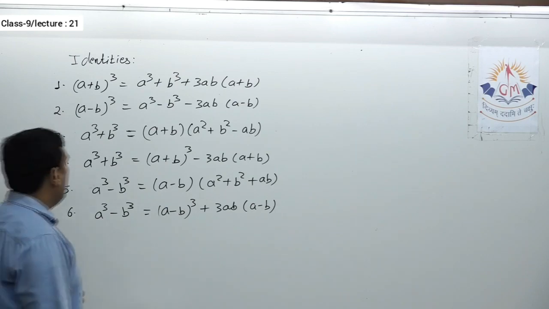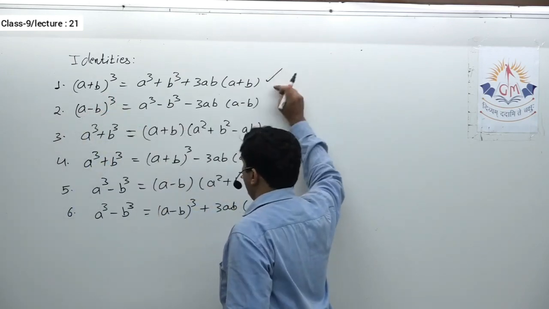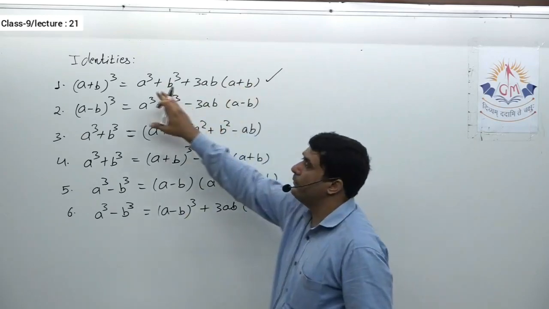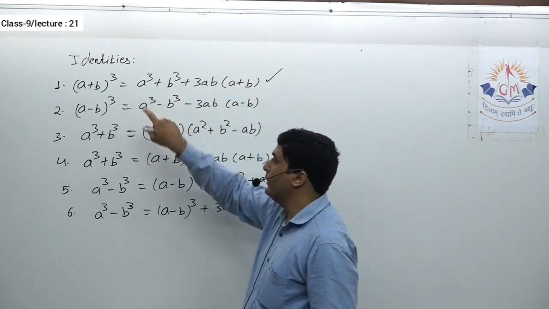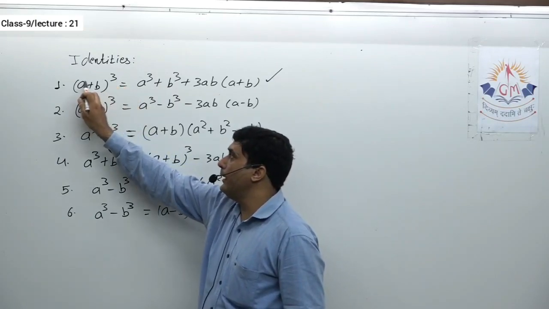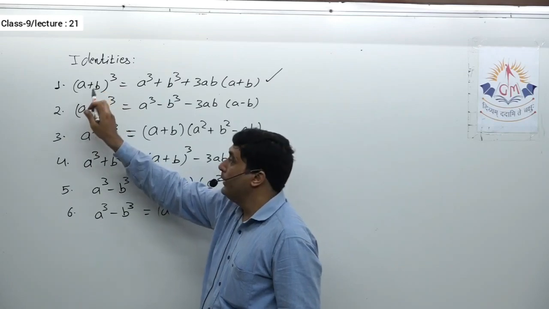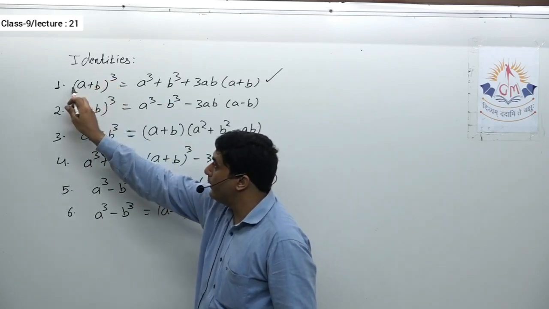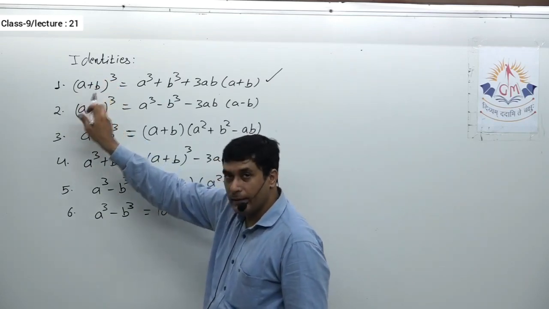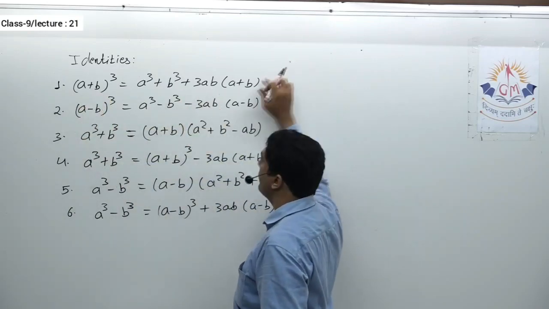Now let us see (a plus b) whole cube. If you remember this identity, then the second identity we can mug up with the help of this first one. This is a cube, so we can say this 3 comes over here: a cube plus b cube plus 3ab, then again (a plus b) itself. A cube plus b cube plus 3ab into (a plus b).